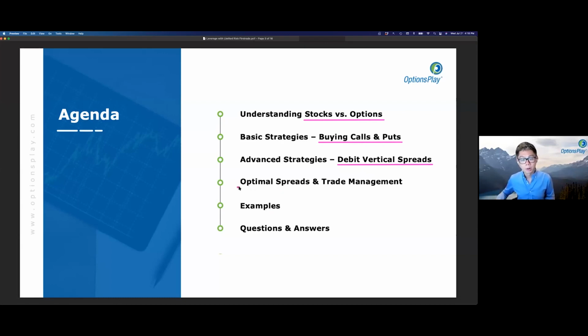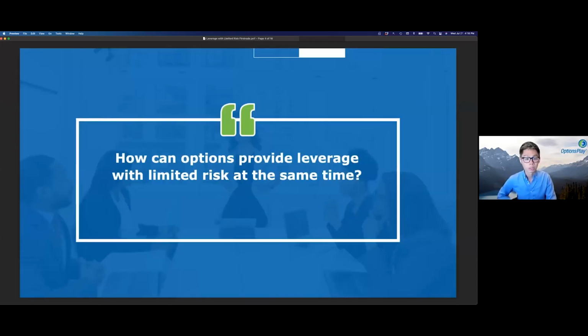Then we'll talk a little bit about these spread trades, the optimal spread trades, and the trade management of these strategies. So how do you select expiration dates and strike prices? How do you manage them? And then we'll try to go through a few examples. I think the best way to learn always is to go through real examples, and then we'll open this up for Q&A at the very end after we go through those examples.